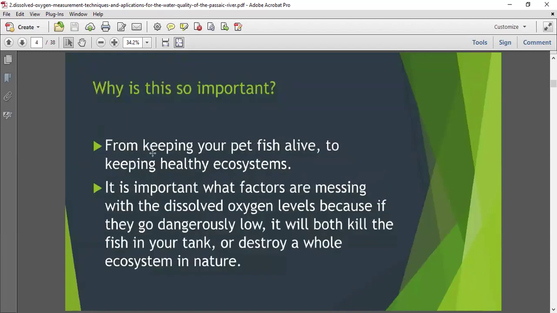Why is this so important? From keeping your pet fish alive to keeping healthy ecosystems, it is important that these factors are monitored along with the dissolved oxygen levels, because if they go dangerously low, it will kill the fish in your tank or destroy a whole ecosystem in nature.